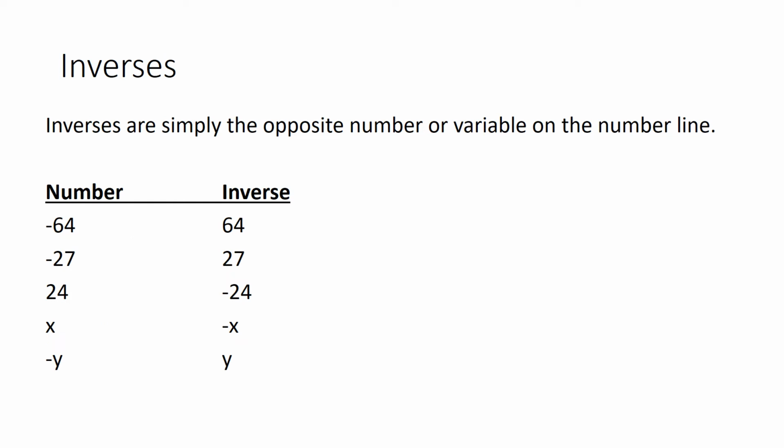Inverses. This is looking at the other side of the number line over that 0. In other words, if I have the number 64, I go over the 0, it becomes negative 64 for the inverse. Negative 27, the inverse of negative 27 is 27. The inverse of 24 is negative 24. And this is similar with variables. The inverse of x is negative x. The inverse of negative y is y.